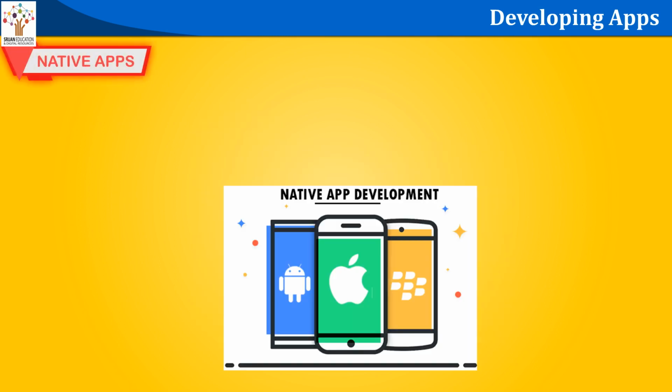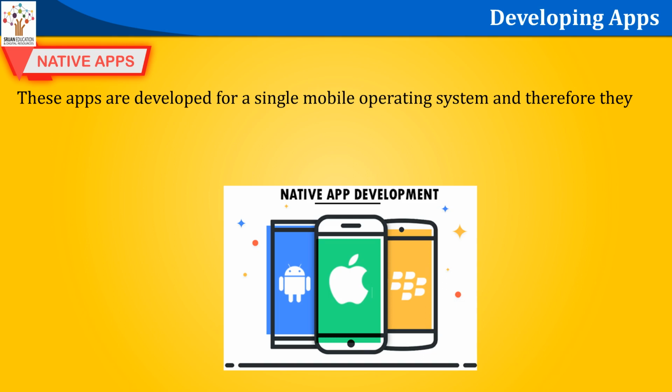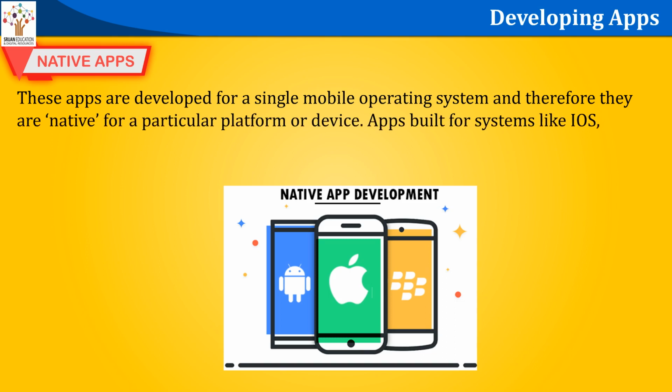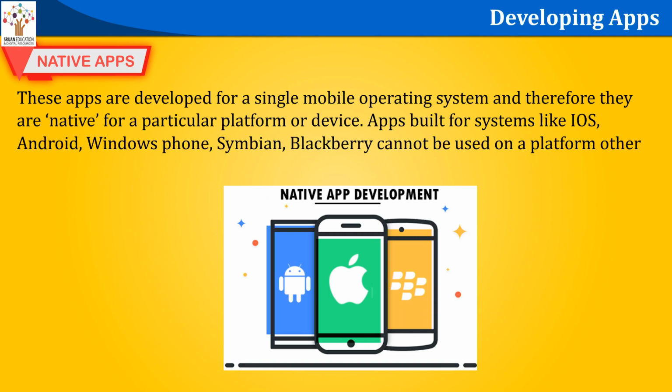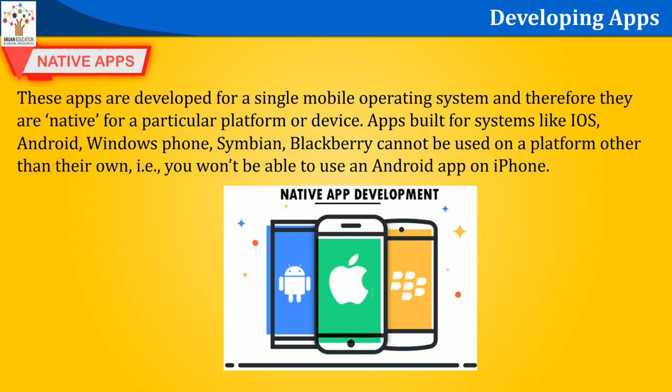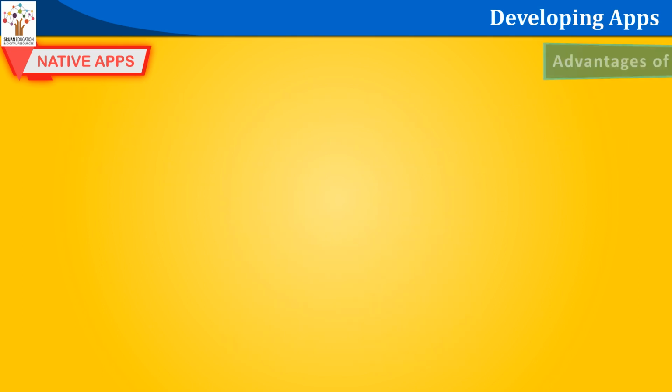Native apps. These apps are developed for a single mobile operating system and therefore they are native for a particular platform or device. Apps built for systems like iOS, Android, Windows Phone, Symbian, BlackBerry cannot be used on a platform other than their own. That is, you won't be able to use an Android app on iPhone.